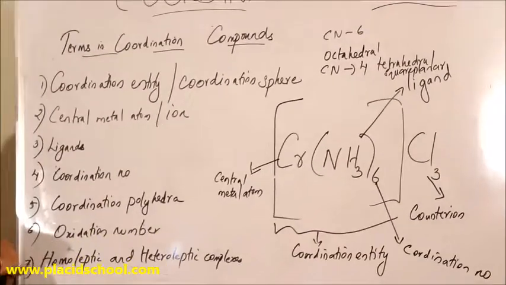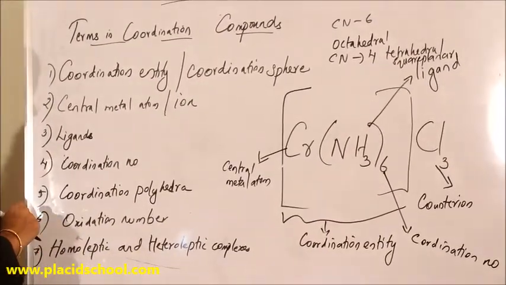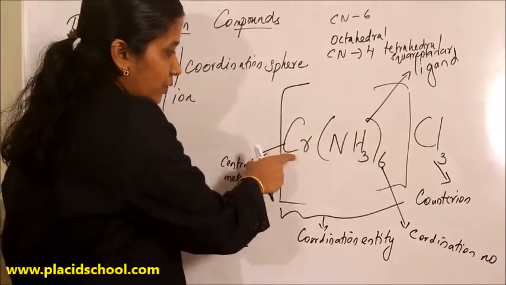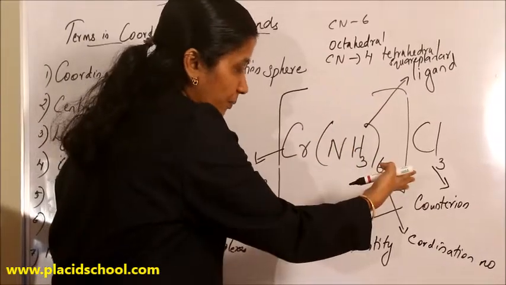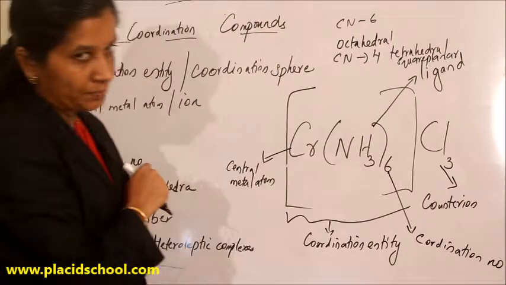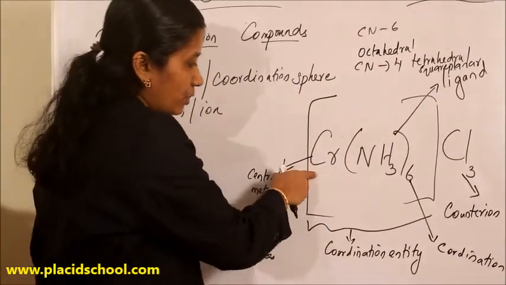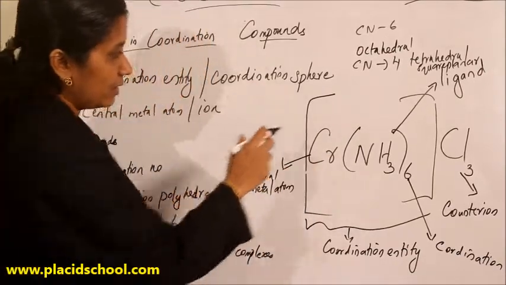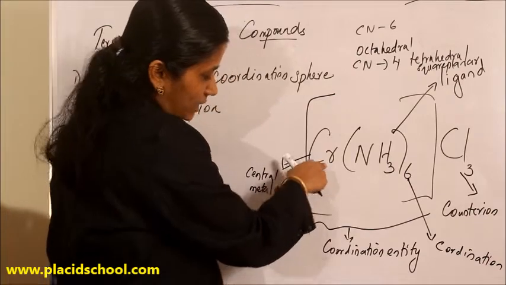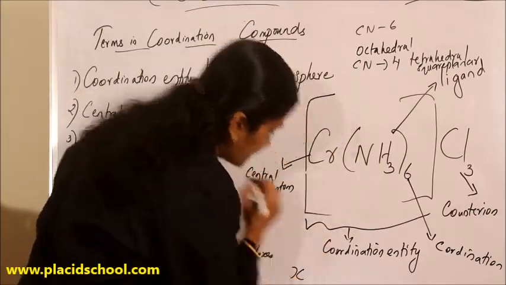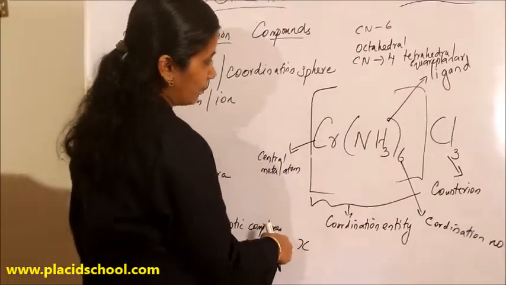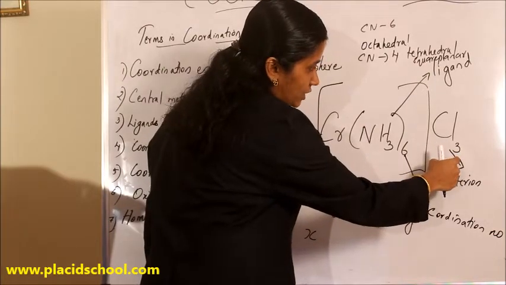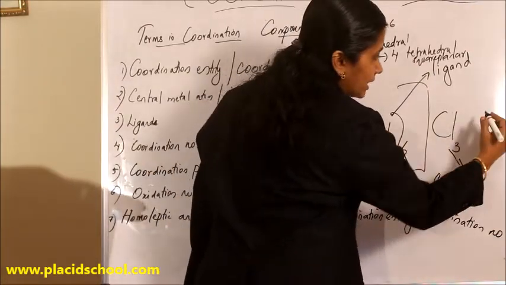Then the sixth one is oxidation number. The oxidation number of a metal ion is the charge it would have if all the ligands are removed along with their shared pairs of electrons. We can find out the oxidation number of the central metal atom. The steps to find the oxidation number of the chromium atom: let it be assumed as X. So X is the oxidation number of this chromium atom, and here 3 chloride ions are present outside the coordination sphere, so we get 3 Cl minus.